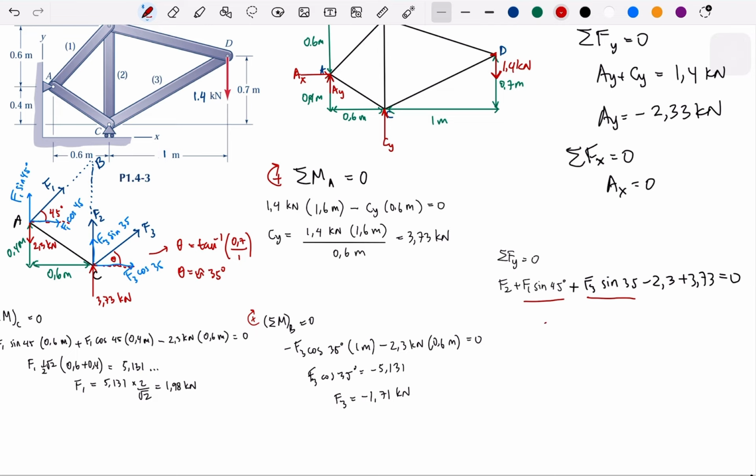So F2 will be around negative 1.82 kilonewton. So negative will mean compressive, this will be compressive, this will be tensile.